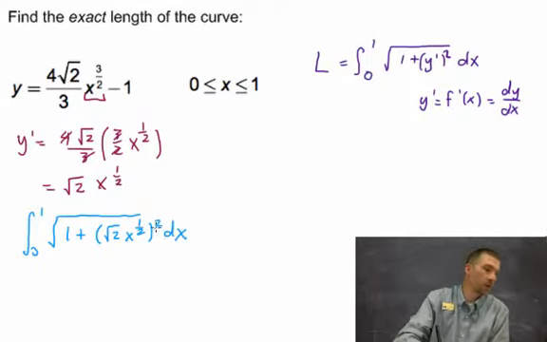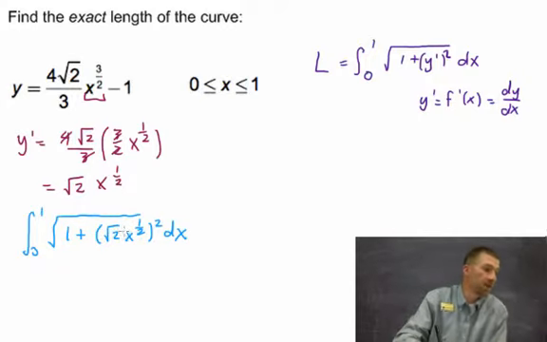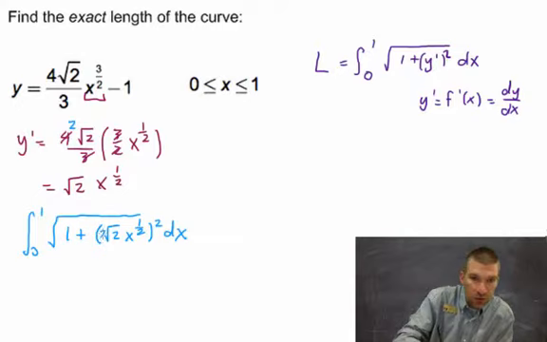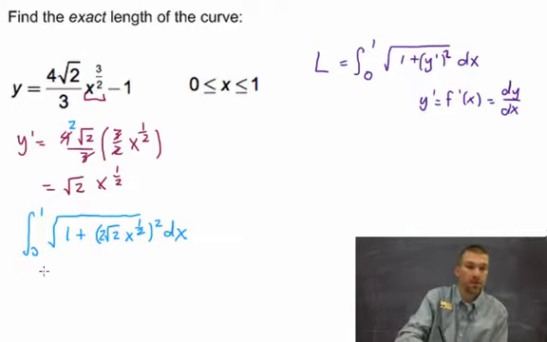Here's the cool thing on this problem. When you square out this guy right here, the square root of 2 squared is 2. That's nice. And the square root of, whoops, there should be a 2 right here. So it's 2 square roots of 2. And the square root of x to the 1 half squared is just x. So we're actually going to work with a much simpler integral.